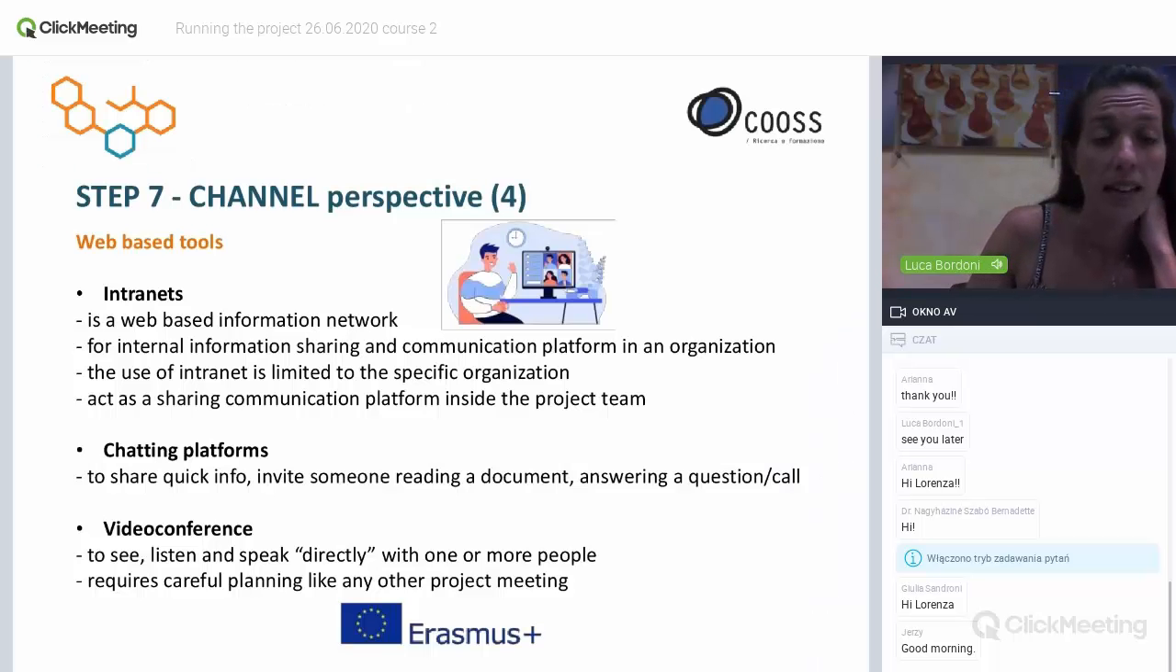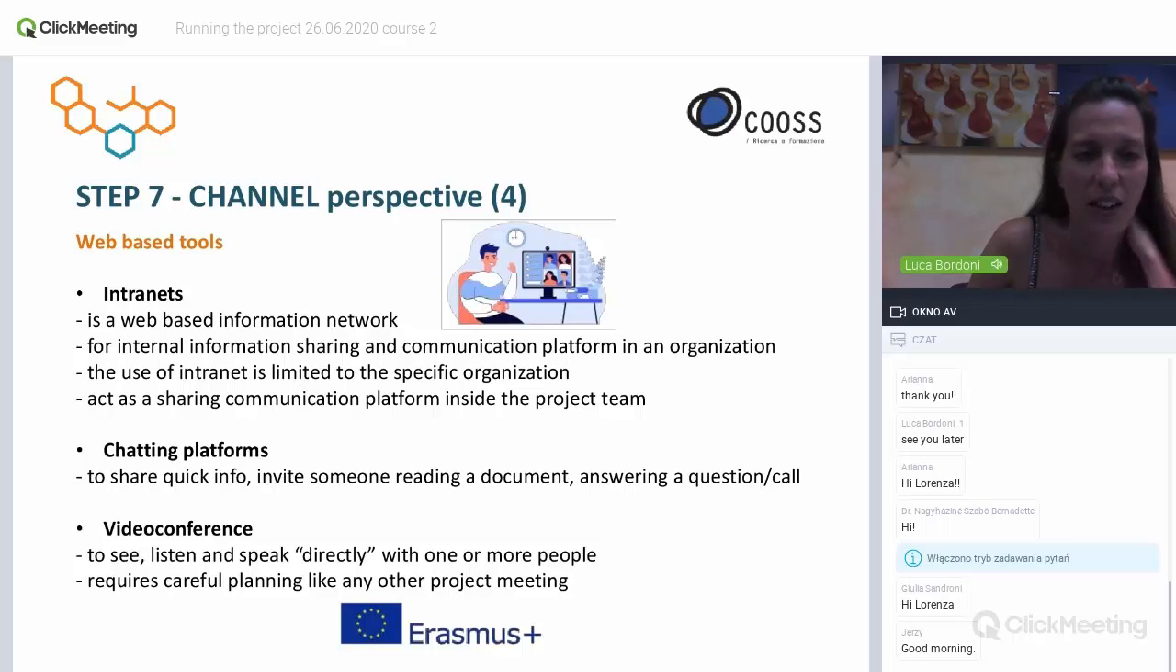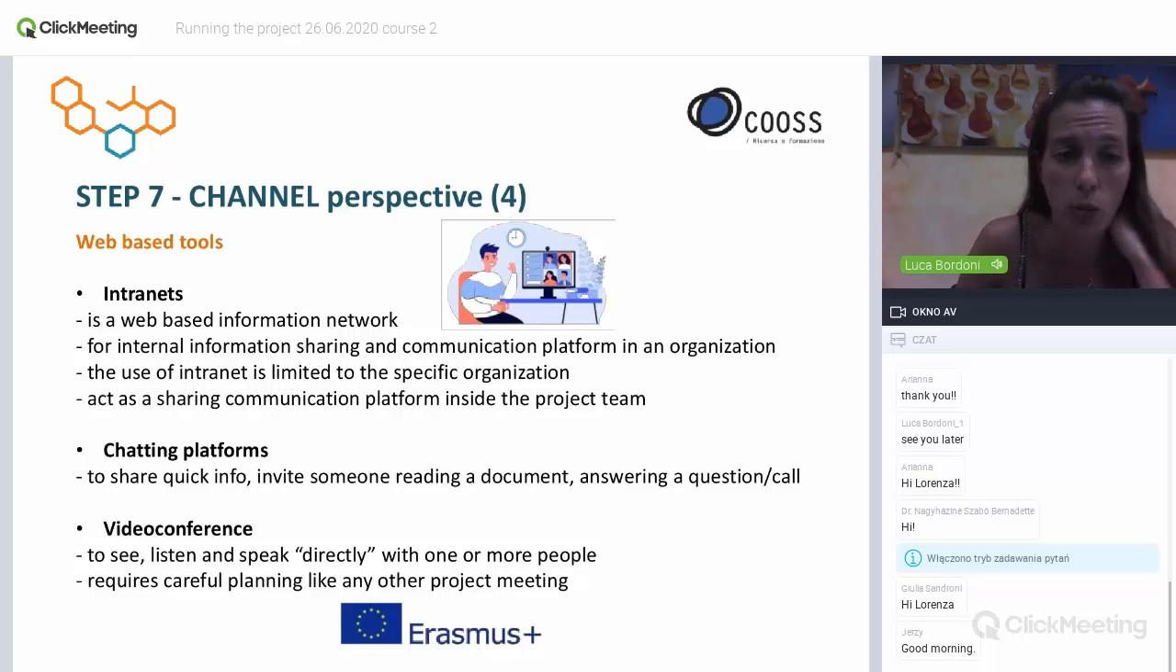And the third main channel is all web-based tools. In the last year, they are the most used, for example, in international groups, because they allow us to speak and to be in contact also if we are dispersed. And the main tools are the internet and cloud, so the web-based information networks that allow the sharing of documents and the communication.